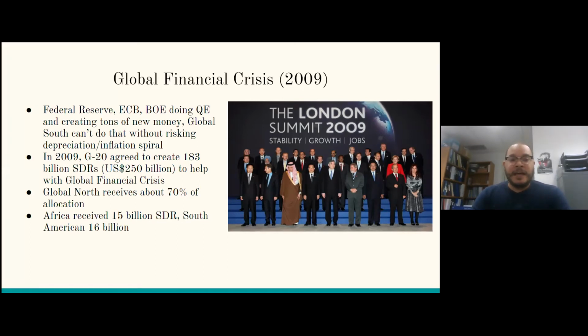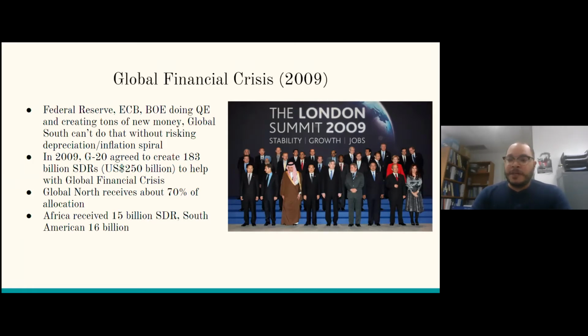In 2009, the G20, the group of the world's 20 most powerful nations, agreed to create 183 billion SDRs, about US $250 billion, to help governments deal with the global financial crisis.